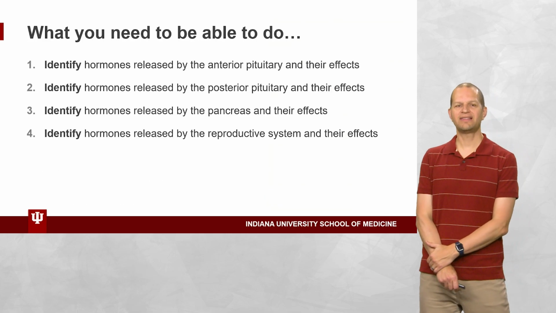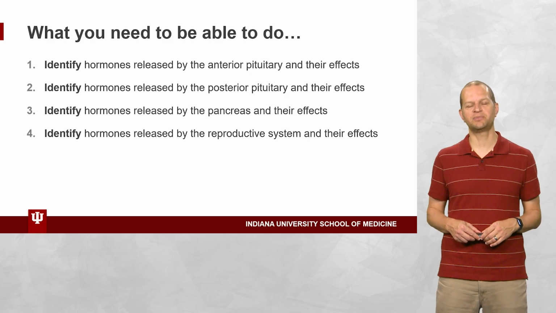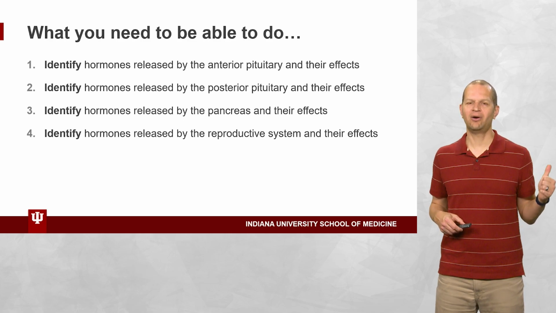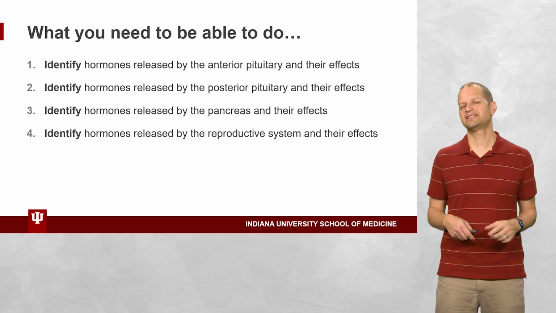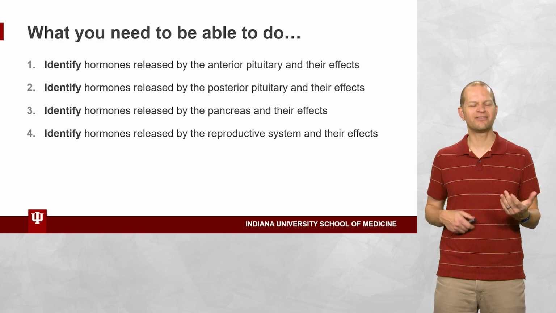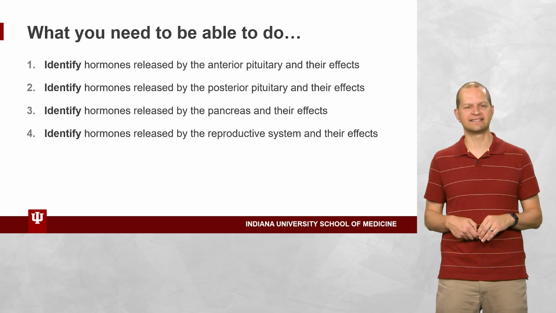All right, so with that, can we identify hormones from the anterior pituitary, the posterior pituitary, the pancreas, and the reproductive systems? And talk about their production site, what stimulates their release, what they target, and what their effects are. I know that there were about 30 of them, so that's a lot, but see which ones you understand. Some of these we've probably already discussed in class.